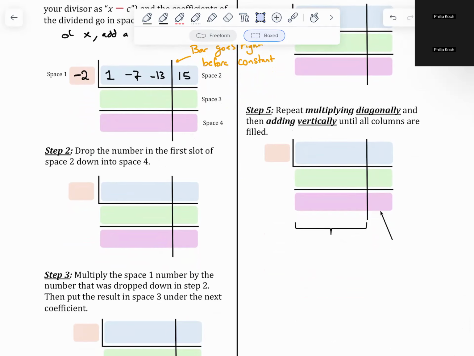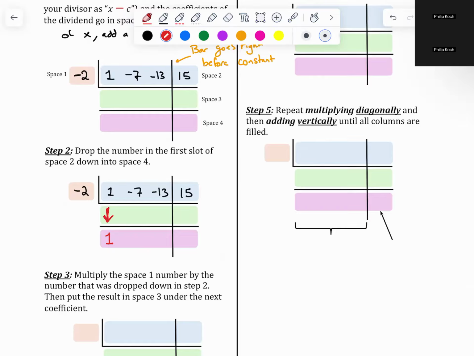So let's rewrite everything we had. Negative 2, 1, negative 7, negative 13, 15. We're going to drop down the 1. That's the unique one that happens with the first one. It always happens with the first one.